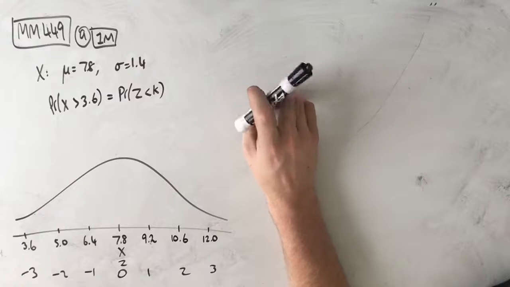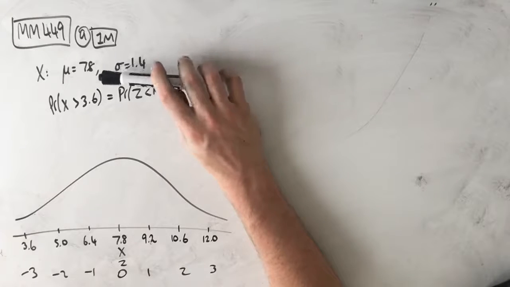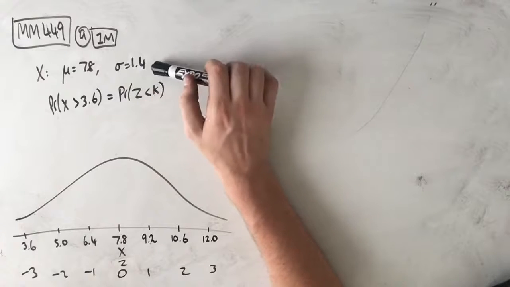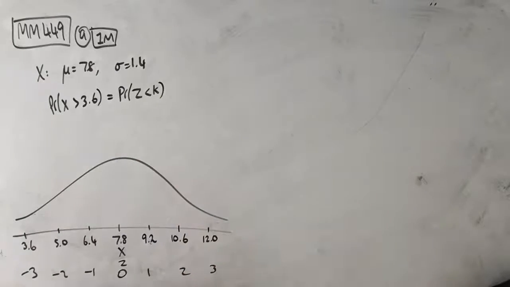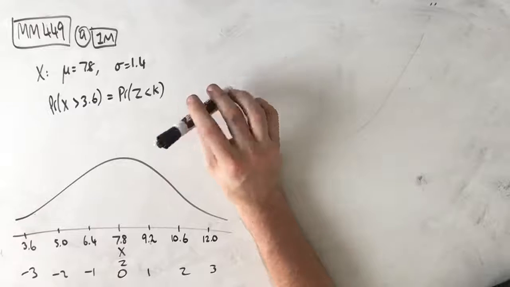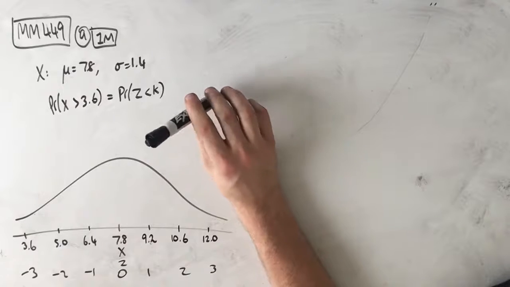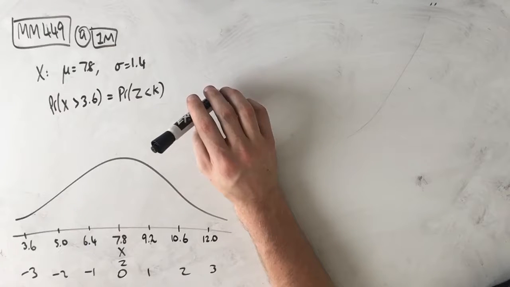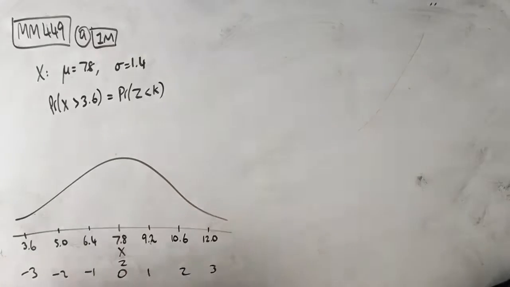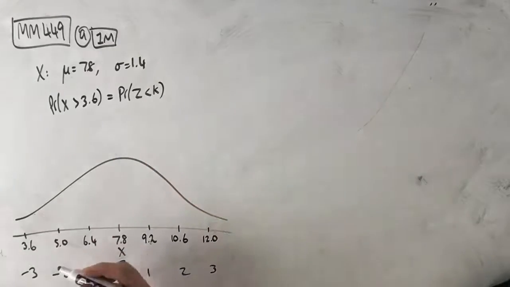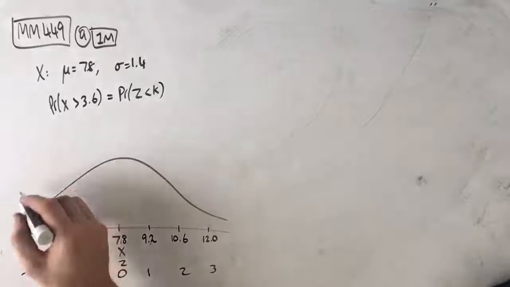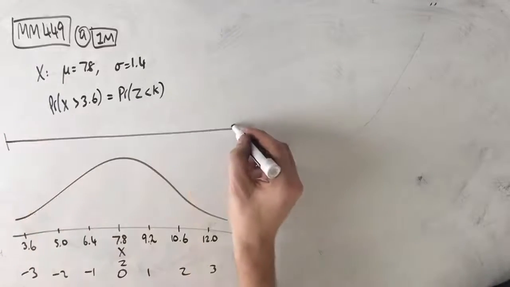Now, we've got: let the random variable x be normally distributed with mean 7.8 and standard deviation 1.4. Let z be the standard normal random variable such that z has a mean of 0 and a variance of 1. Find k such that the probability that x is greater than 3.6 equals the probability that z is less than k. Cool, so the probability that x is greater than 3.6 is everything from this point onwards, right?